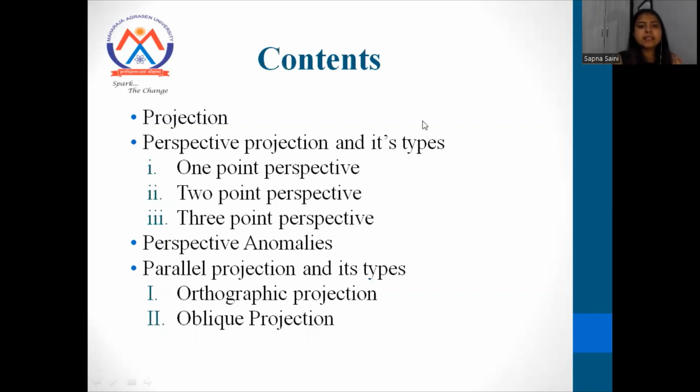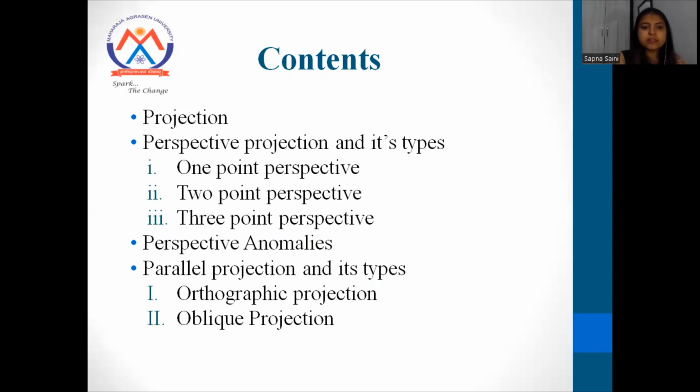First of all, let's see what contents we will cover in this tutorial. Number one, what projection is. Then its types, that is perspective and parallel projection. And we will also learn the further types of perspective projection, that is 1 point, 2 point, and 3 point projections, perspective anomalies, and also the types of parallel projections, that is orthographic and oblique projections.